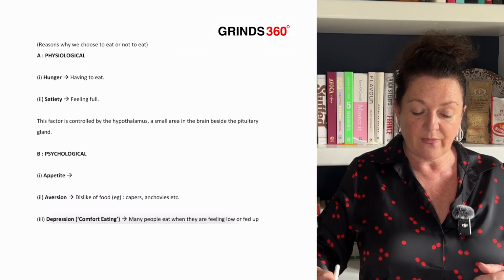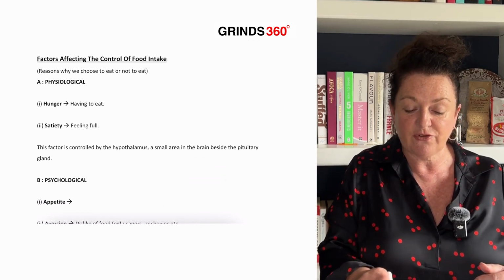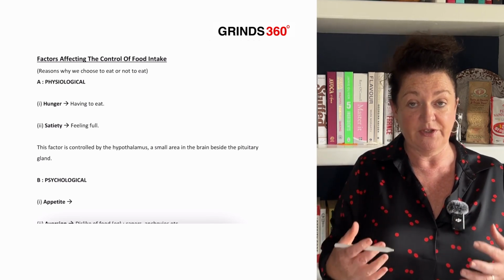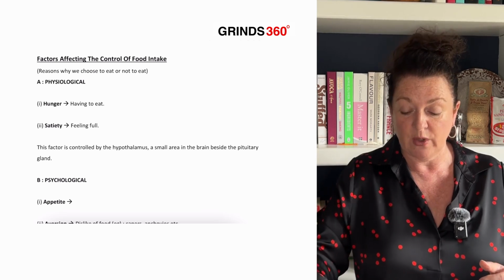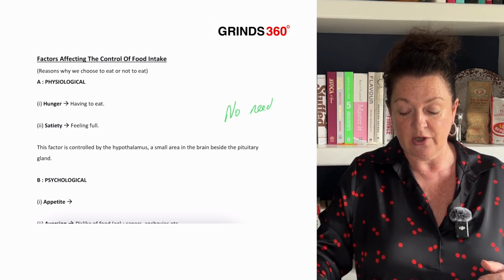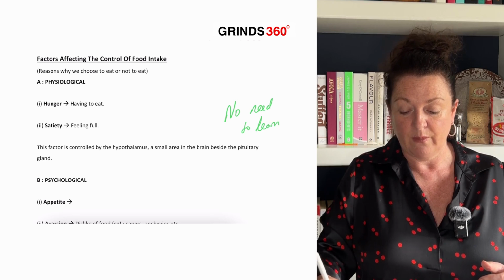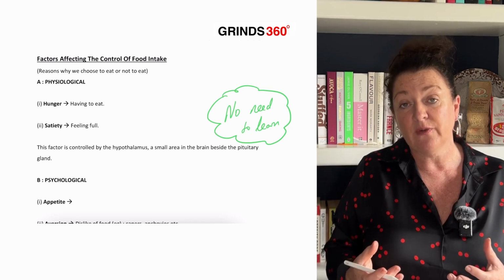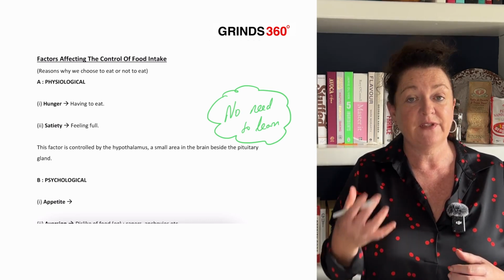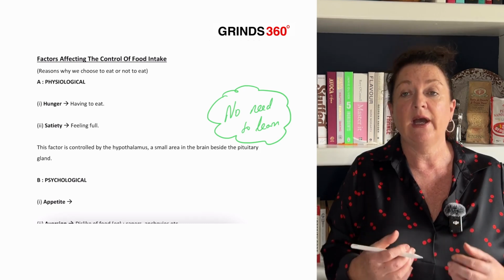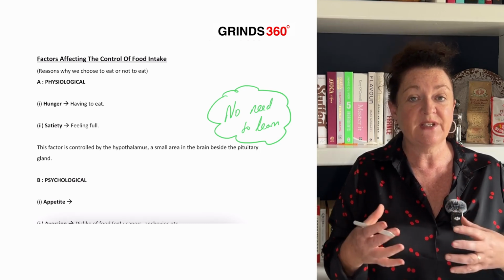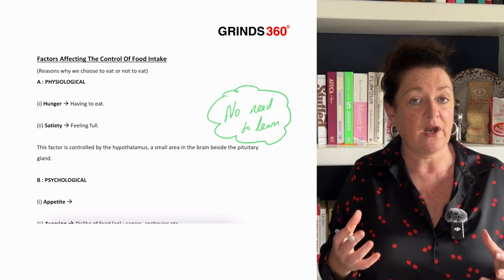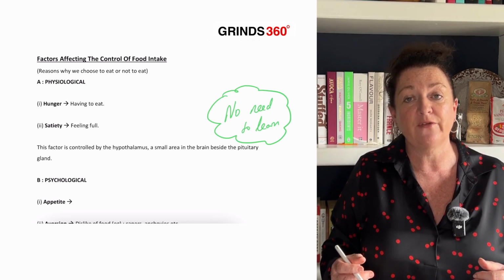Now, the next part there, factors affecting control of food intake. I just put that in because I felt it deserved to be there, but I just want you to know that there's no need to learn. But it is worth reading about what factors influence the amount of food we take in. Physically, we might feel hungry, and so therefore we eat food. Physically, we feel full, we stop eating food. Psychologically, or psychological issues will influence our food intake.